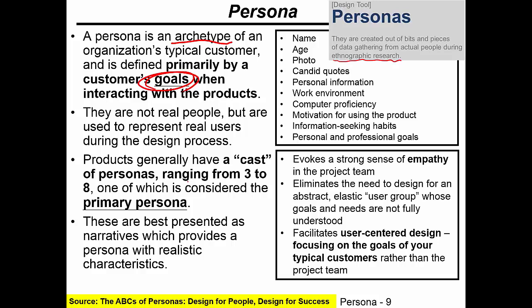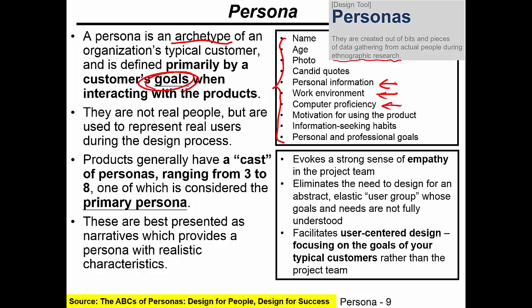They are best represented as narratives, which provide a persona with realistic characteristics. Just like the previous persona in the previous slide, it's a little bit simple, and here your persona can have a name, the age, the photo, the candy quote. We have all of that. Some personal information, their work environment, computer proficiency. You can add a lot of other things here.